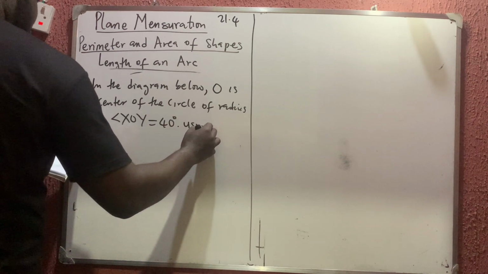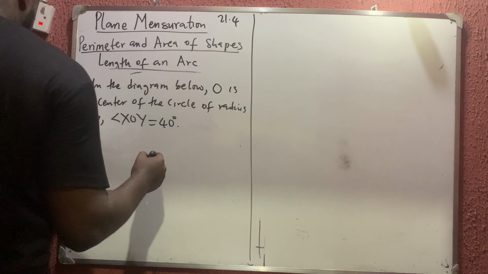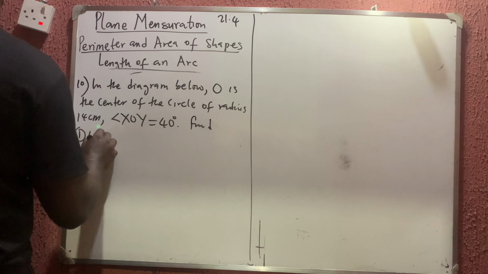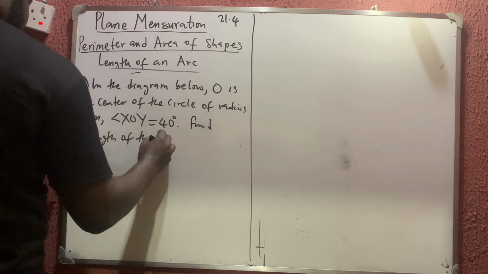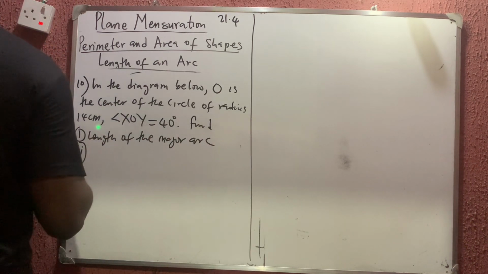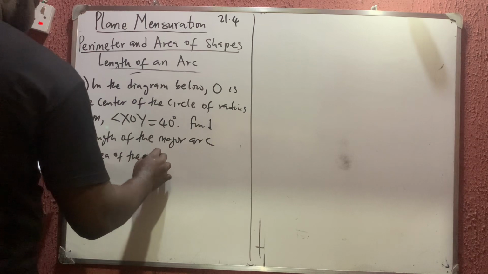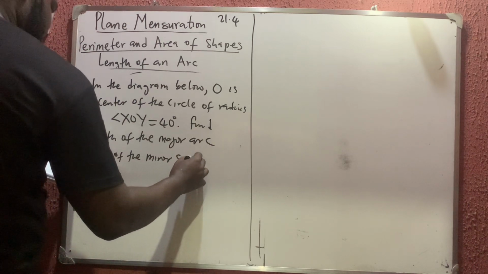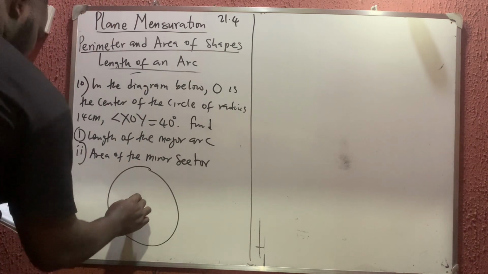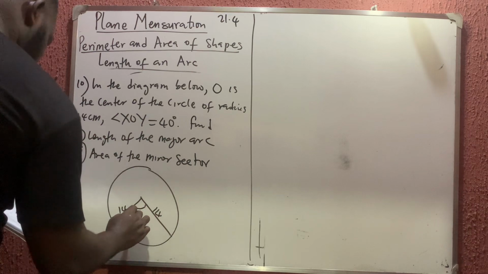Find the length of the major arc, and what is the area of the minor sector. In the circle, they gave us the radius, 2 radii, this is 14 and here is 14, and the angle they gave us is 40 degrees.